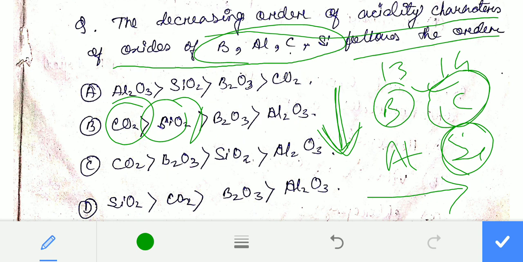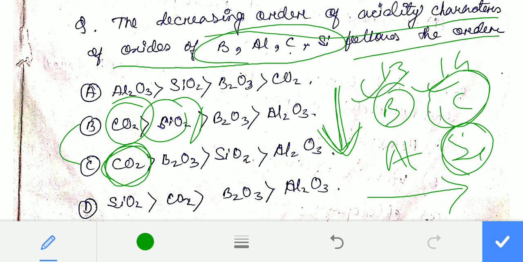Since carbon is more electronegative than the rest, the electronegativity difference between oxygen and carbon will be the least among these four oxides. So in options B and C, CO2 is given as the most acidic oxide. So the right option will be either B or C.